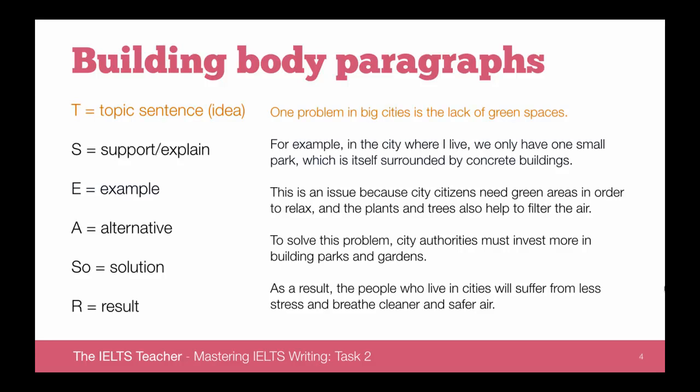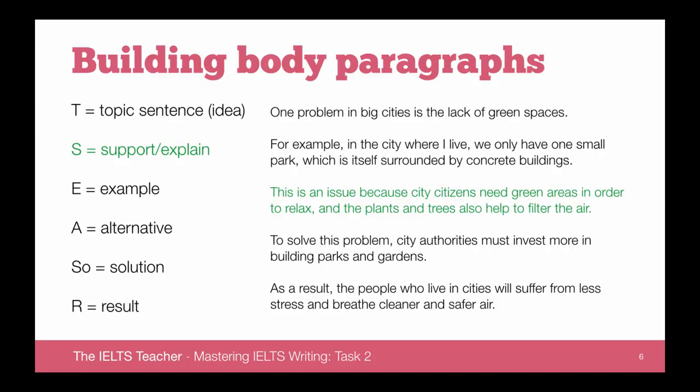So here, we see an example of a lack of green spaces. For example, in the city where I live, we only have one small park, which is itself surrounded by concrete buildings. We follow this with a supporting sentence. Why is this a problem? Well, this is an issue because city citizens need green areas in order to relax, and the plants and trees also help to filter the air.